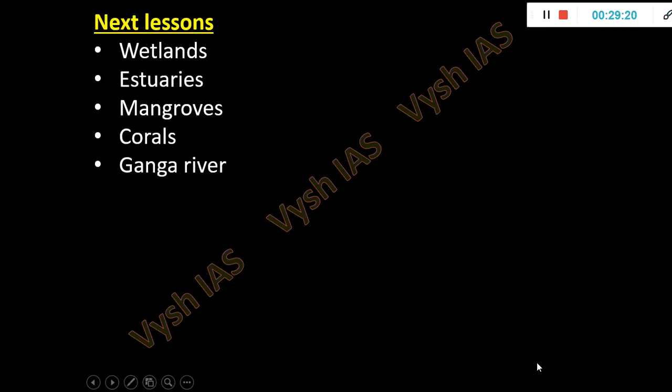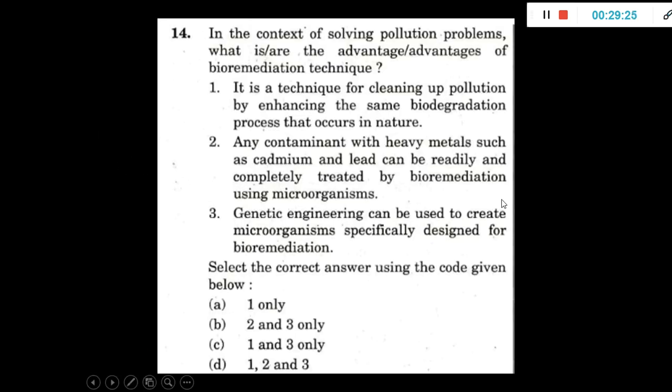The next chapter, part 2 and part 3, will have wetlands, estuaries, mangroves and corals, which are again very important topics for you, and even the Ganga river. Clean Ganga plan and National Ganga plan, many things are there. This question, even the last time I showed you, try answering in the comment section.